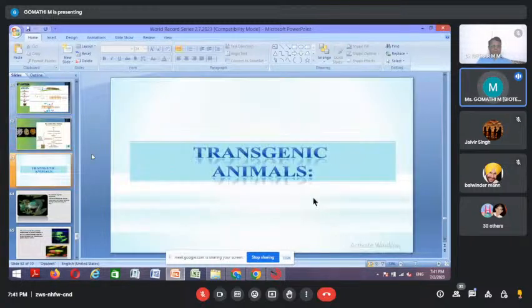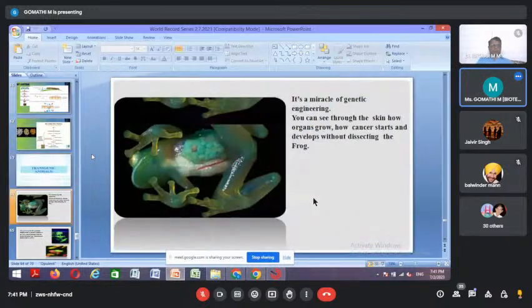Next, moving on to transgenic animals. It's a miracle in genetic engineering. You can see through the skin of this frog how organs grow, how cancer cells start and develop without disrupting the frog. And this is a genetically modified frog.